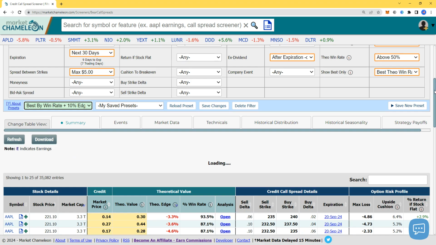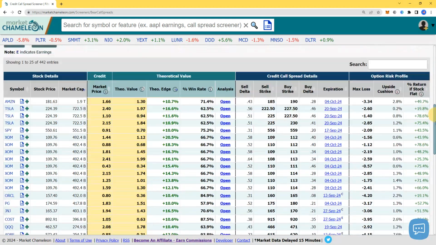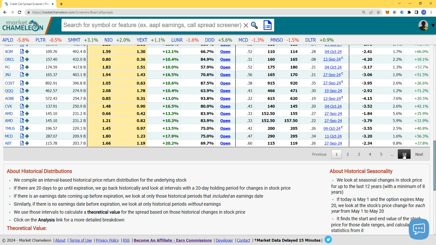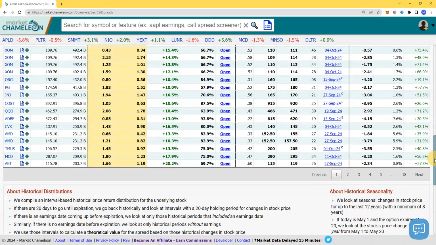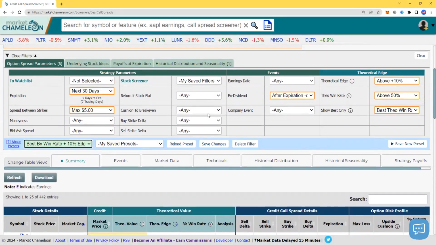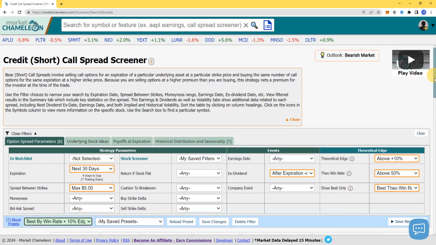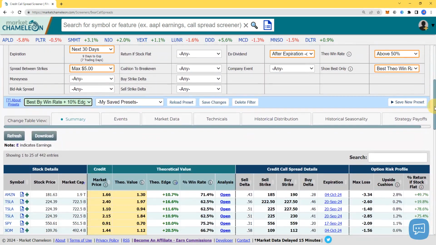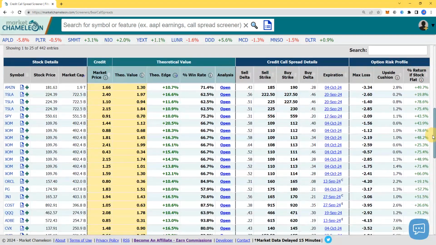Now remember, we had, let it load for a minute, we had 1,400 pages. We are down to 18 pages only, but my goal is to find stocks that I can sell those calls in a bearish outlook. Okay, but I also want to stay safe, so I'm gonna go with the Amazon, the Tesla, the SPY, the high market cap basically. So let's see what we got. We got 10% edge, 70% win rate. Let's see something that is like 80% win rate.